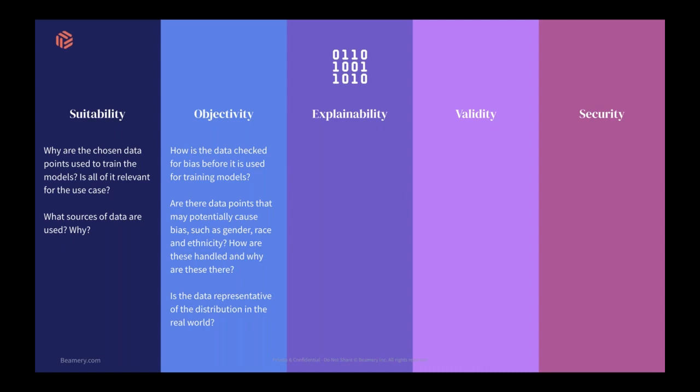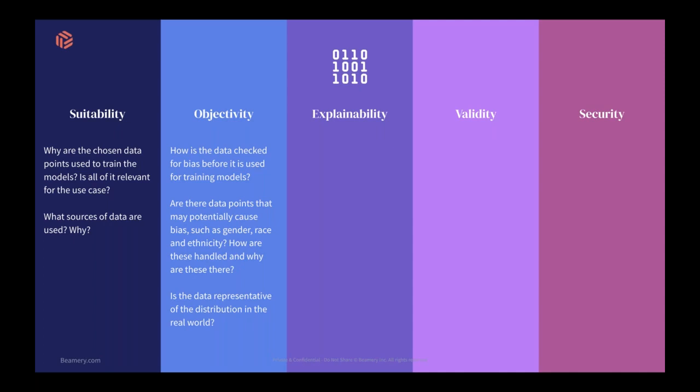And also to ask, are there data points that may potentially cause bias, such as gender, race, and ethnicity, and how are these handled, and why are these there? You might find that some vendors explicitly choose to leave out things such as gender, race, and ethnicity, and other bias-causing data points from their initial data set to avoid any potential explicit bias from occurring.